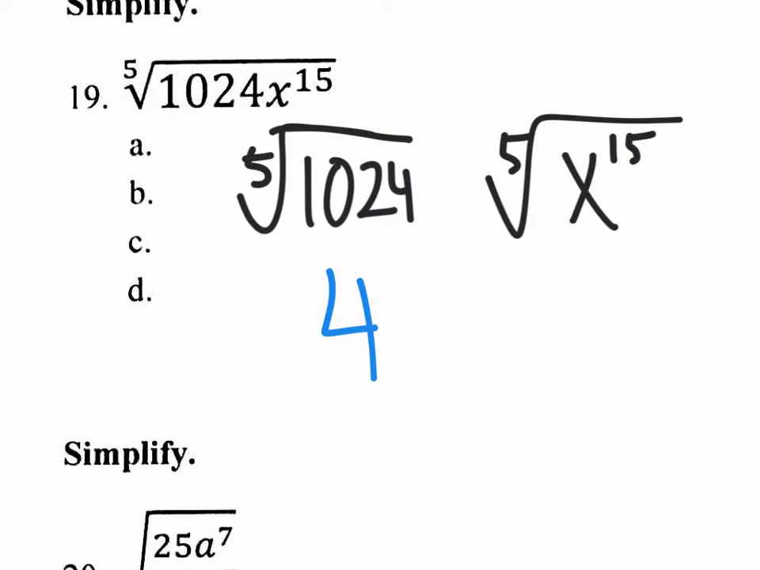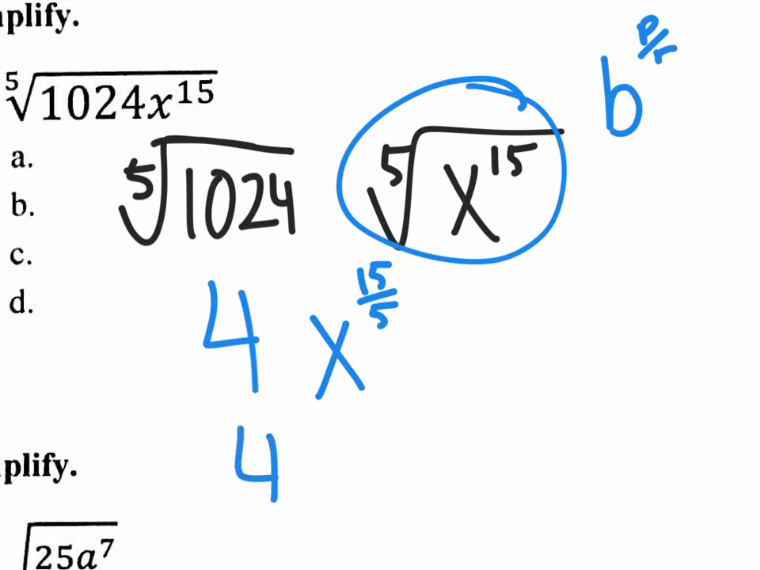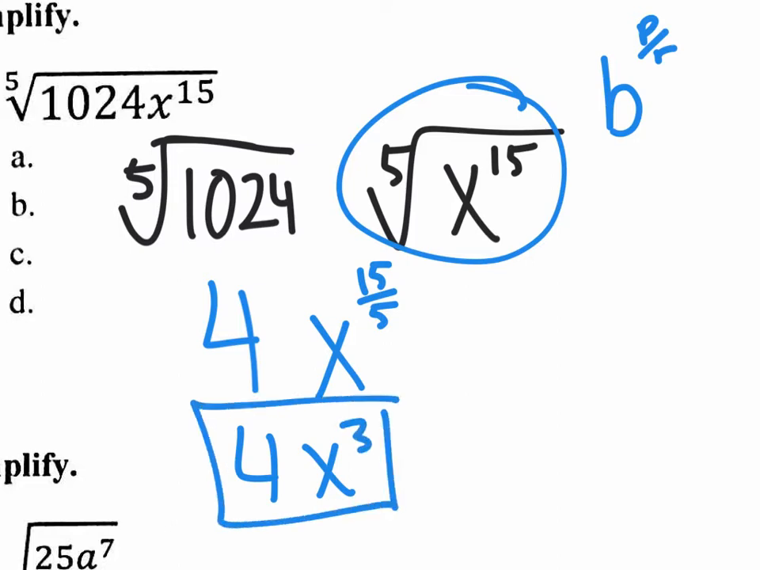Okay, and if you know how to change a radical to a rational exponent, remember it's the base, and it's always going to be power over root as an exponent. So I'm really going to have an x to the power over root. That's going to be 15 over 5. And 15 divided by 5 is just 3. So my final answer is 4x to the third power. Ta-da!